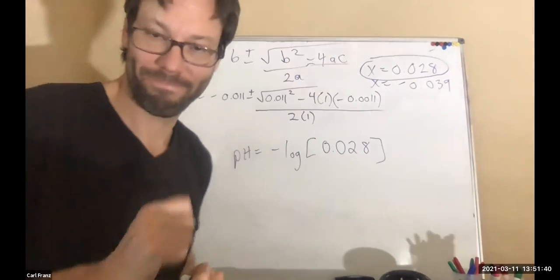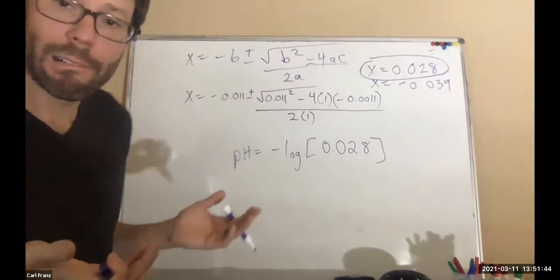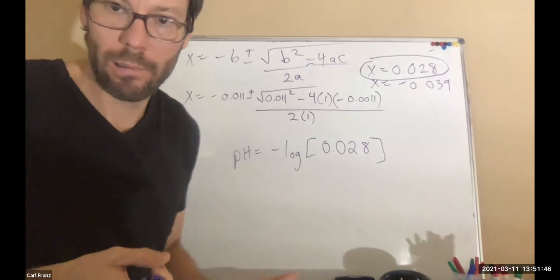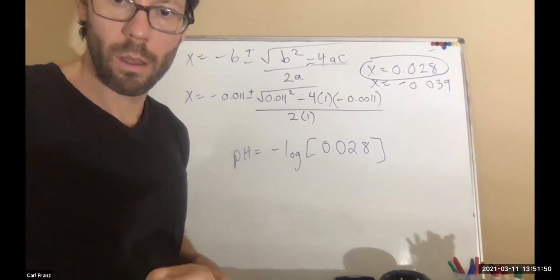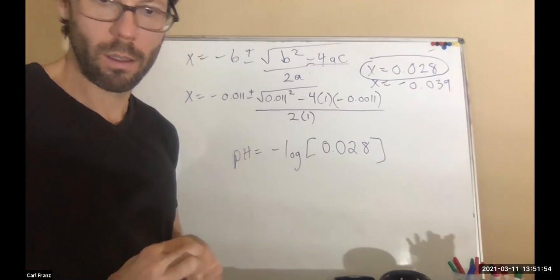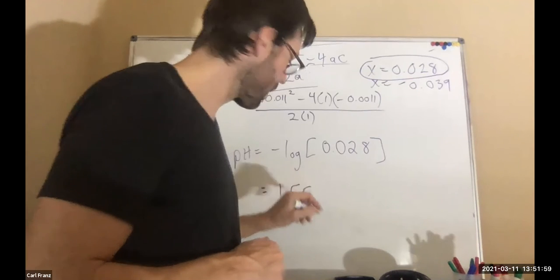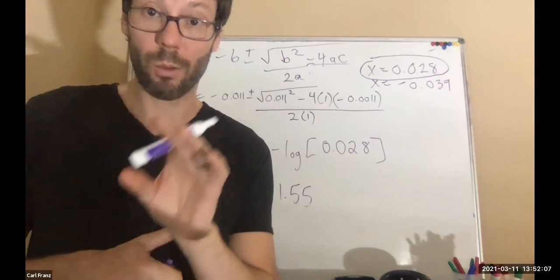Okay. Right. No coefficients or anything. So what do we get for that? 1.55. Okay. That's our answer. Now, if you want to plug it back in, it's not a bad thing to do to check and make sure your answer was correct, right?